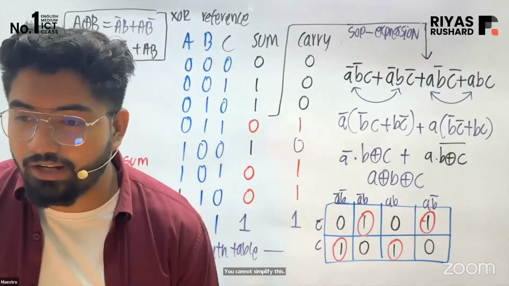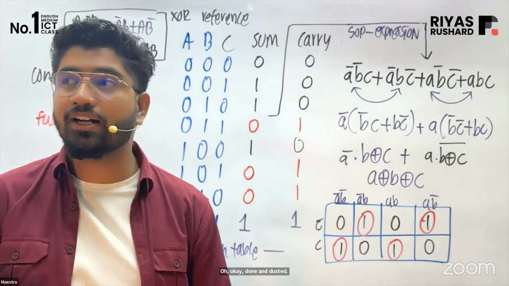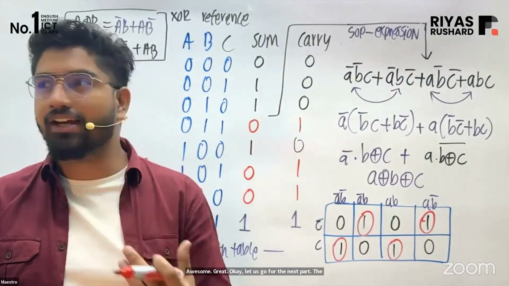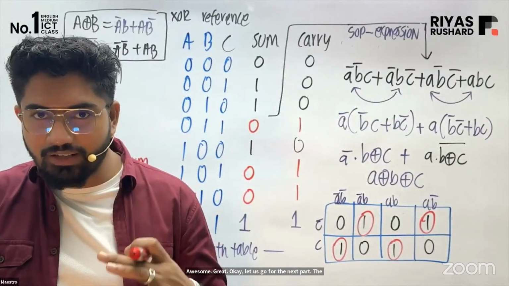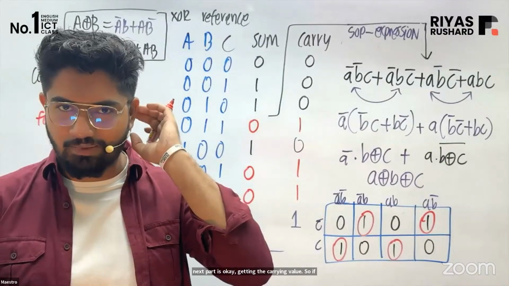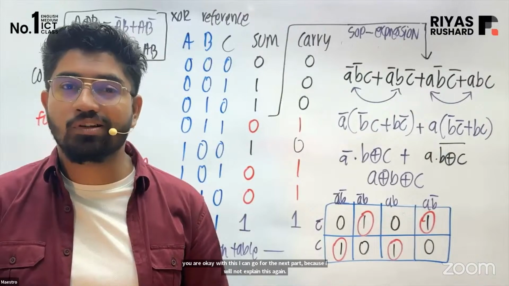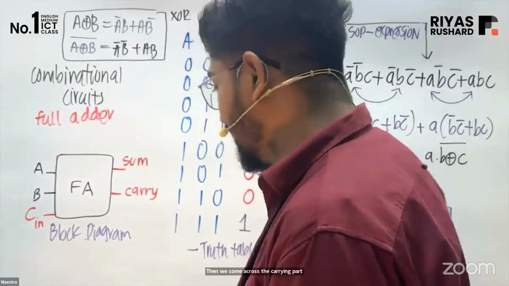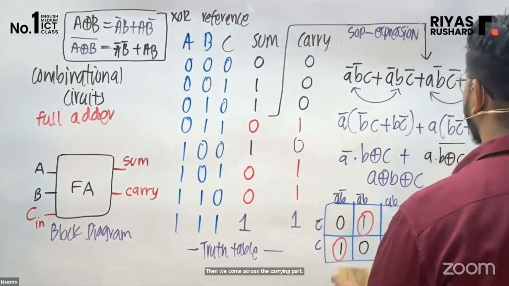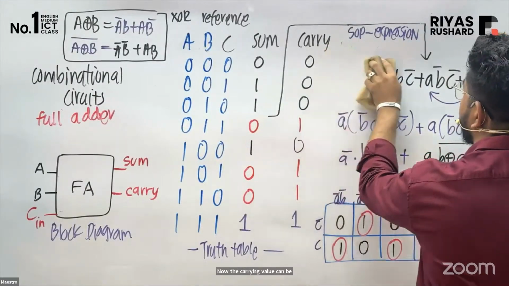Awesome, great. Okay, let us go for the next part. The next part is getting the carrying value. So if you are okay with this, I can go for the next part because I will not explain this again. So summation is fixed. Then we come across the carrying part. Now the carrying value can also be done in two ways.